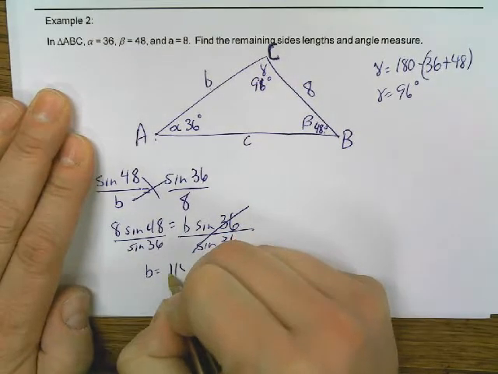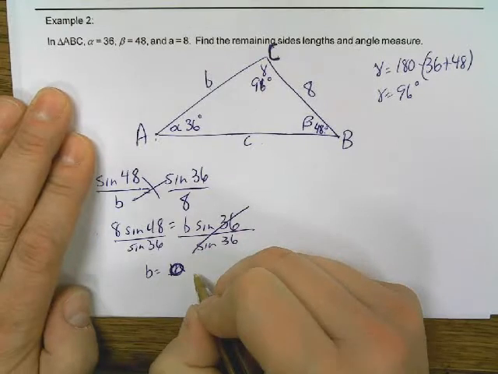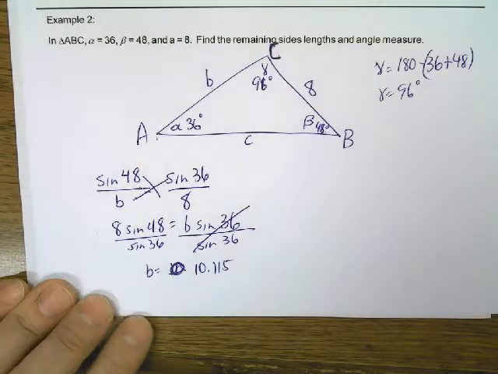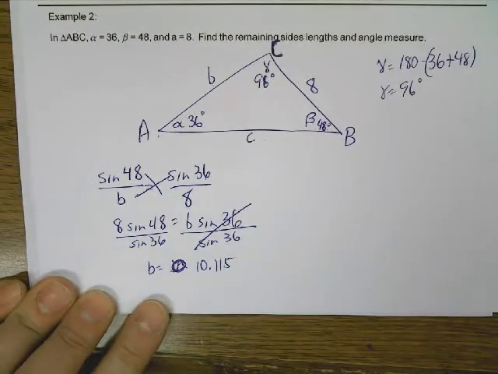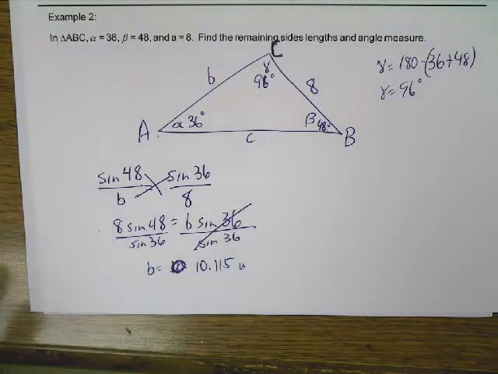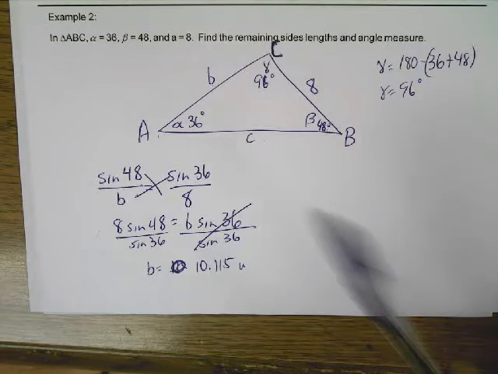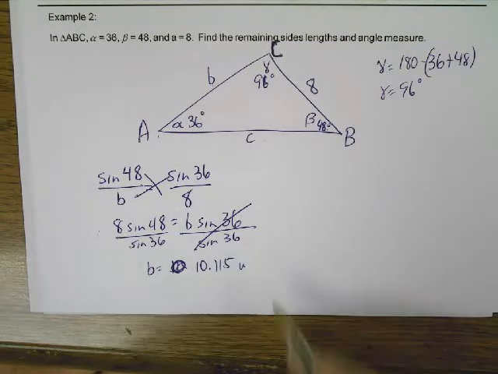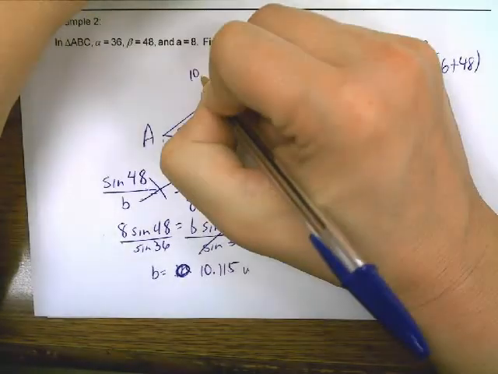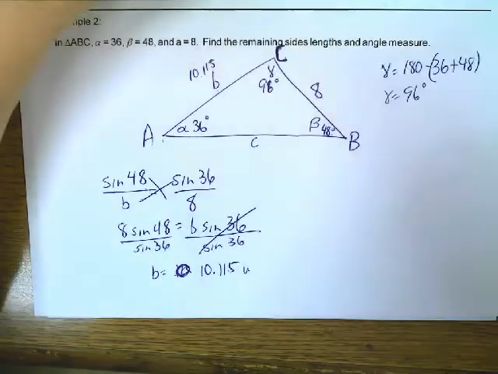That is not what I said. 10.115. All right. Now again, they didn't give us units. So if they don't give units, I'm not going to count off if you don't put units. If they tell you that the side of the triangle is, instead of 8, they tell you it's 8 centimeters, then you're going to need to put centimeters here. Okay, so now we have that. We have B, it's 10.115. So now we're going to find C.